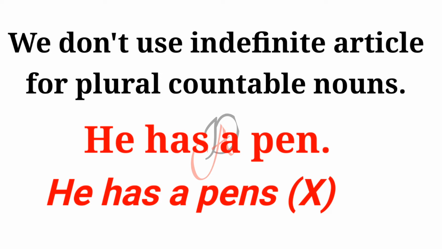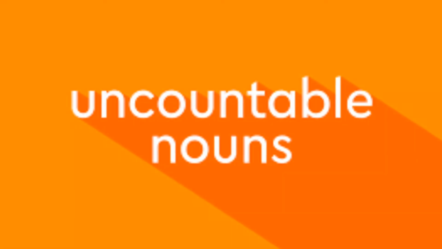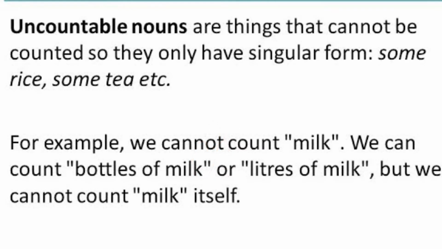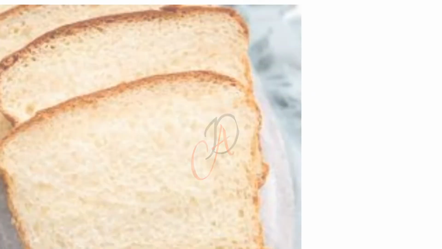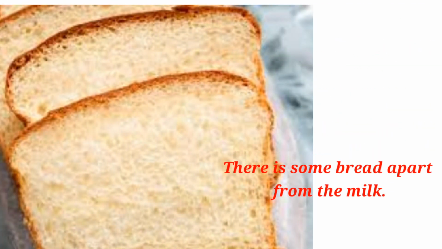So now let's move on to uncountable nouns. What are uncountable nouns? Uncountable nouns are for the things that we cannot count with numbers. They may be the names for abstract ideas, qualities, physical objects. Let's see the examples for uncountable nouns. He filled the bottle with water. The second example, there is some bread apart from the milk. Here in the given sentences, water and milk both are uncountable as we cannot count water and milk.